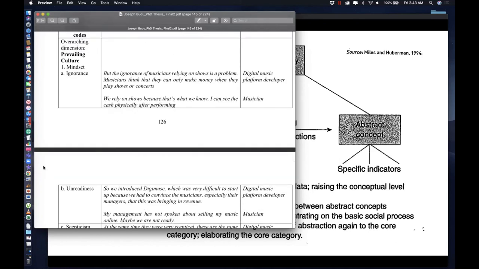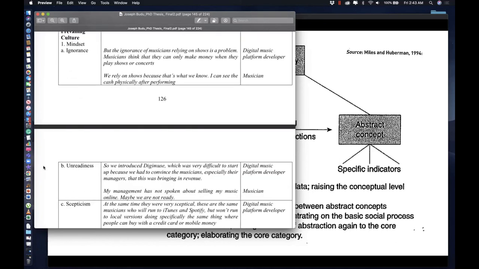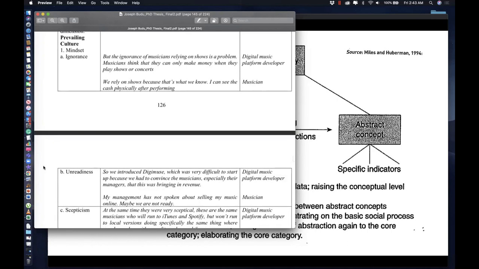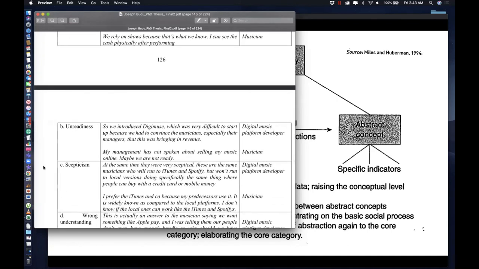Okay. Let's look at another one. So, apart from mindset, there was another one here on readiness. This is another variable coming from the open coding. We introduced DigiMuse to a musician and a platform developer. It was very difficult to start up because we had to convince them. So he said, my management has not spoken about selling my music online. Maybe we are not ready. So unreadiness is here, and the first one was about the unreadiness at the startup of the platform.